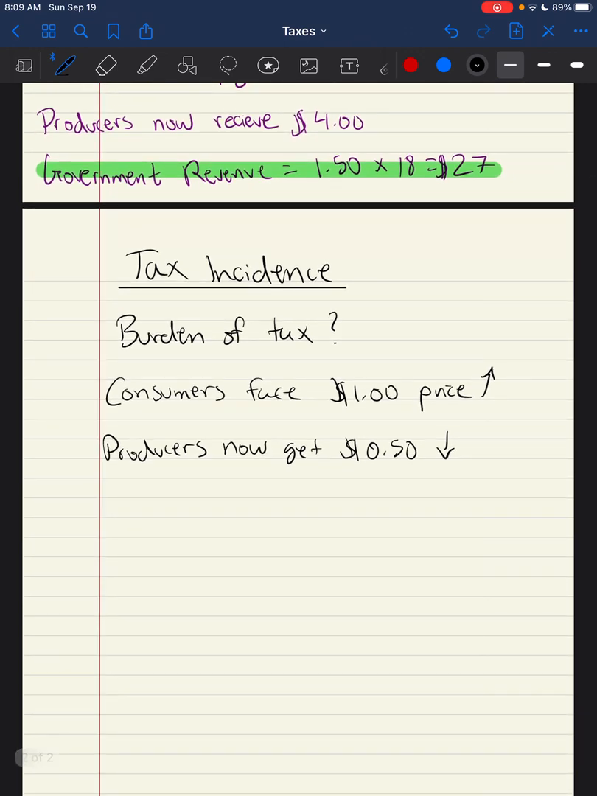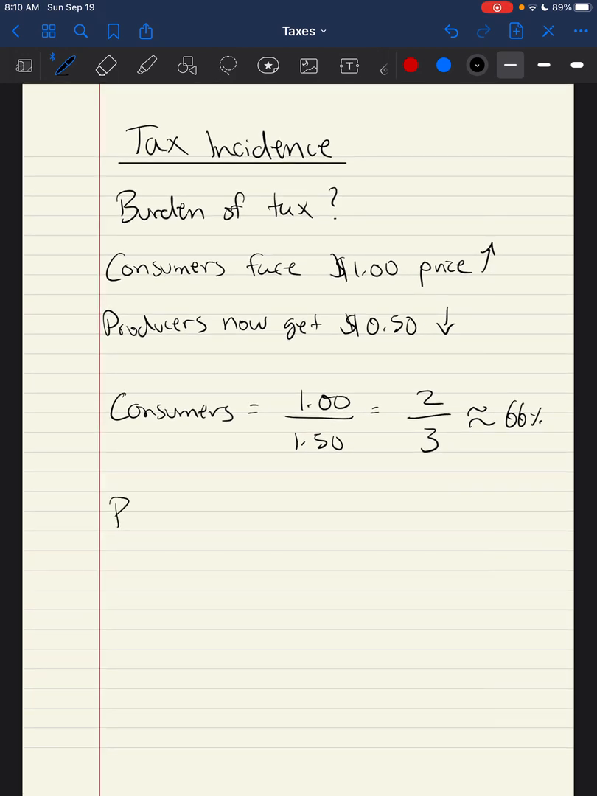Well, if it's a $1.50 tax, then consumers are facing $1 of that $1.50 burden, and this comes out to be 2/3, or roughly 66%. Producers are only facing 50 cents of that $1.50 tax, because the price they're receiving is now 50 cents lower. So their burden is only 1/3, or about 34%. That's how we want to calculate the burden of the tax.